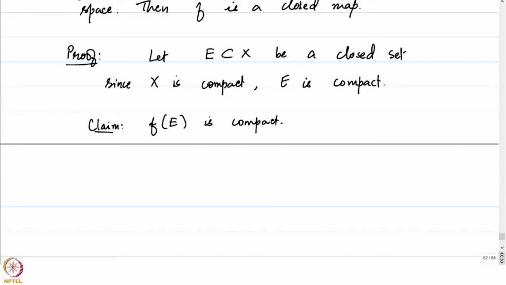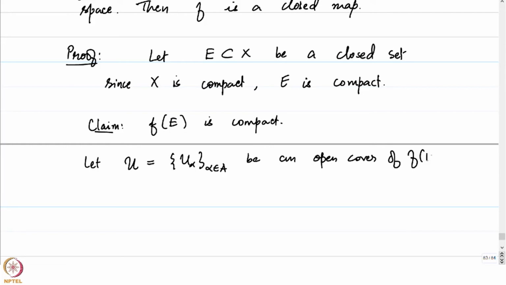Well, it's not difficult to check this. I will leave it as an exercise by giving you an idea. Take any open cover of F of E. Let me write it down. Let U, consisting of U alpha, be an open cover of F of E. Remember that U alpha are all open sets in capital Y.